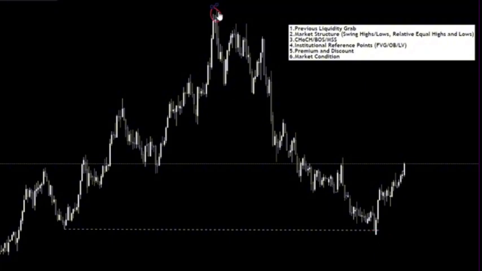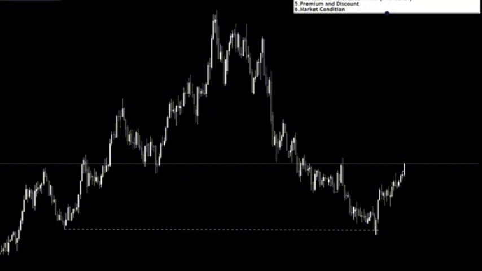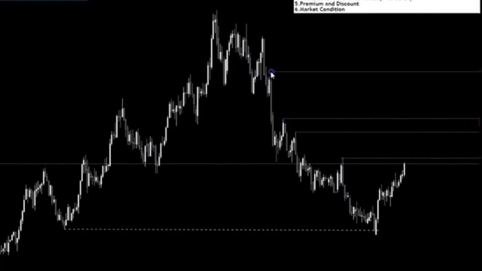So the next thing to do after that is to check for your market structure, which includes swing highs and swing lows and relative equal highs and lows. So what we are seeing right here is absolutely our swing lows. What we are seeing here, can you see these ones? All these levels, all these levels, all these levels.